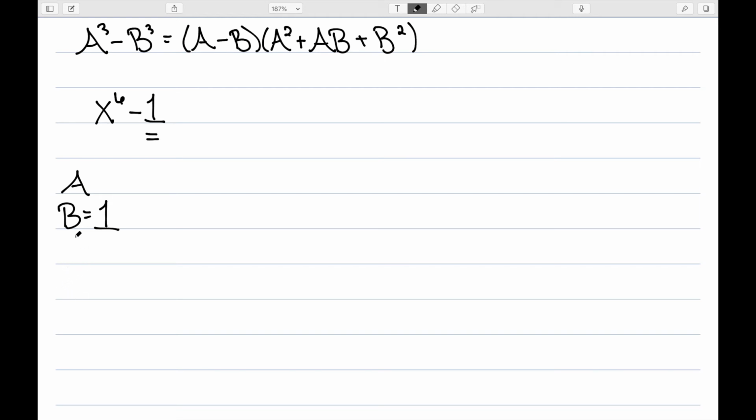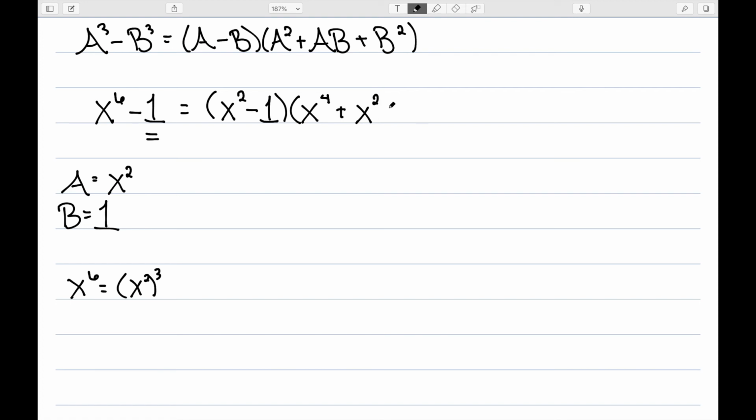However, before I write a, I'm going to write this note down at the bottom. X to the 6 can be written as x squared cubed, since raising a power to a power we multiply. So a is actually going to be x squared. When we factor this, we have a minus b times a squared, so x squared squared is x to the 4th, plus ab, 1 times x squared, plus b squared, which is 1. And this time we can go a step further.